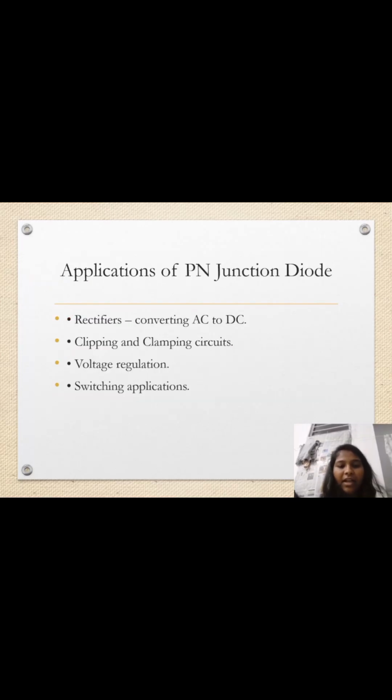And we see applications of PN junction diode. These are the four main and simplified applications of PN junction diode. First one is rectifiers. Rectifiers are of two types: one is half wave rectifier and the other is full wave rectifier. Half wave means we will see only half of the wave. And full wave means, for example, in a sinusoidal wave.